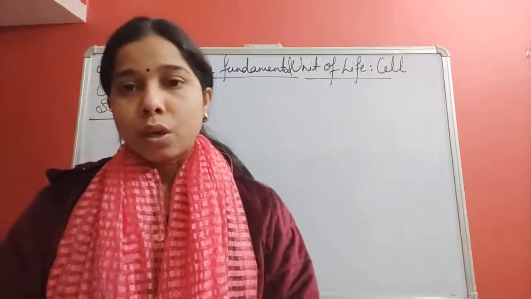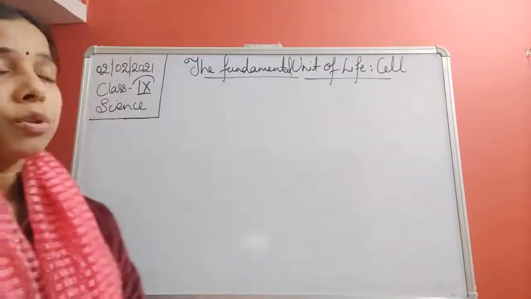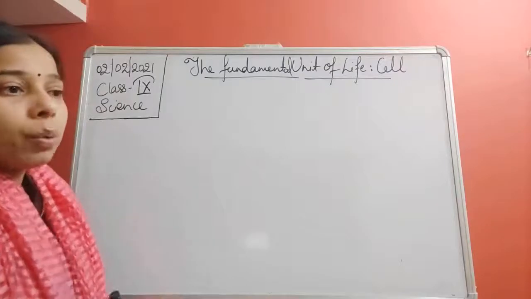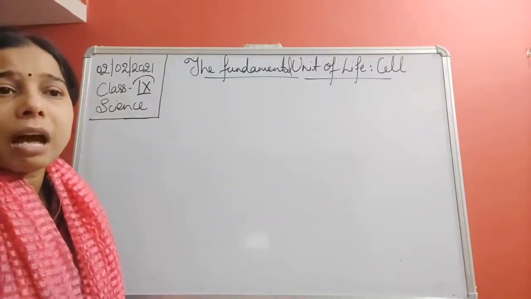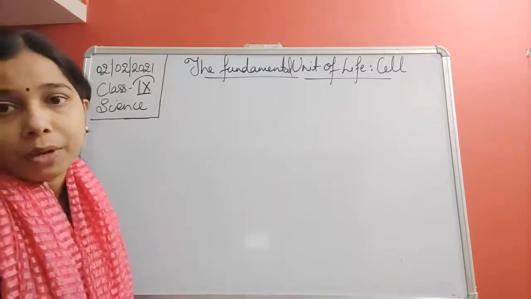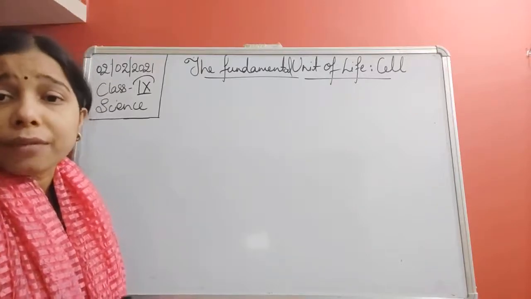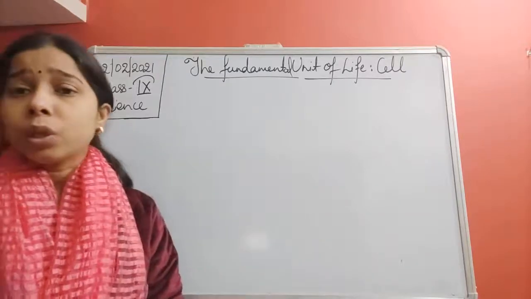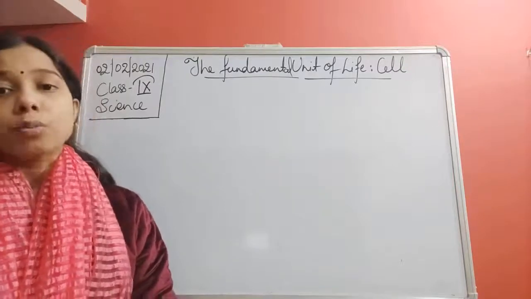Hello students. In the previous class in this chapter, the fundamental unit of life, the cell, we have already discussed the plasma membrane. We have seen its structure, and we were talking about the function of the plasma membrane. When we talk about the function, we have seen that the plasma membrane performs two types of methods, and that is diffusion and osmosis.